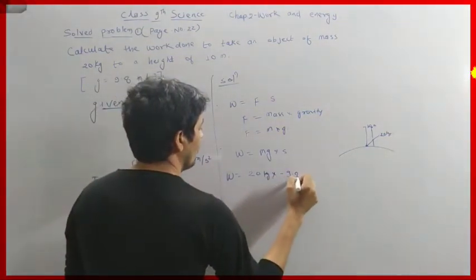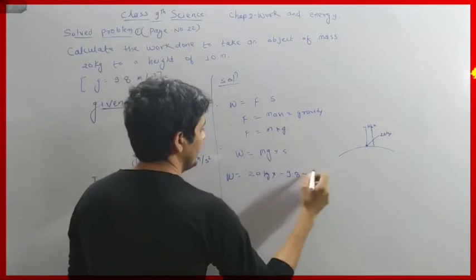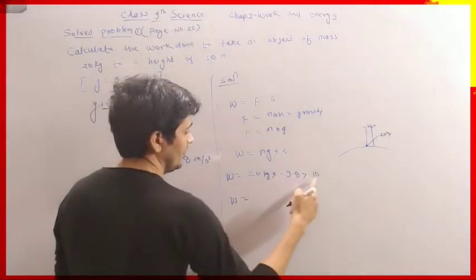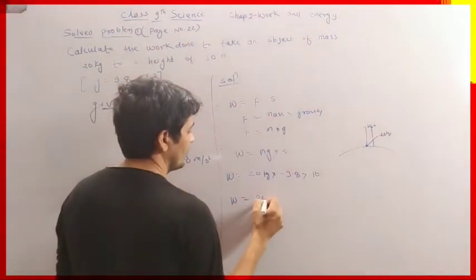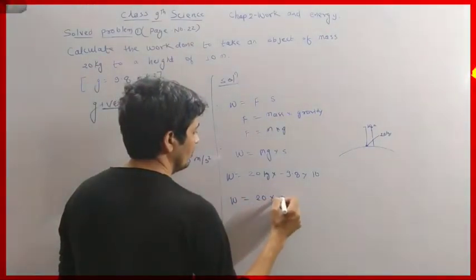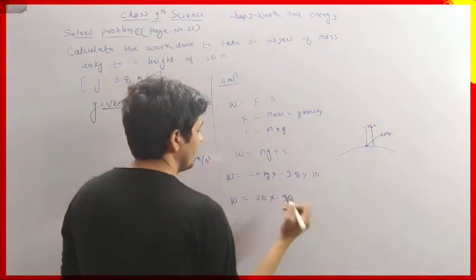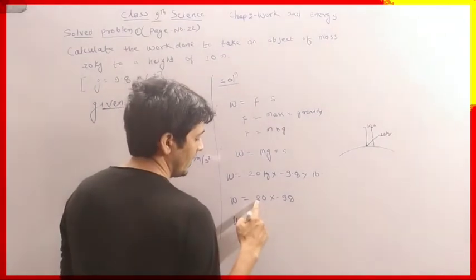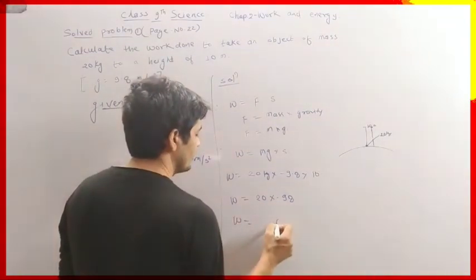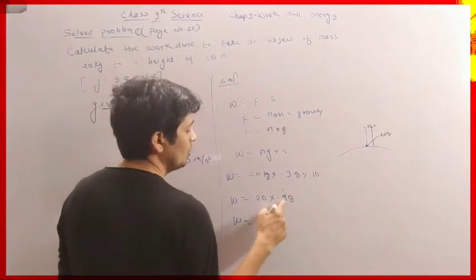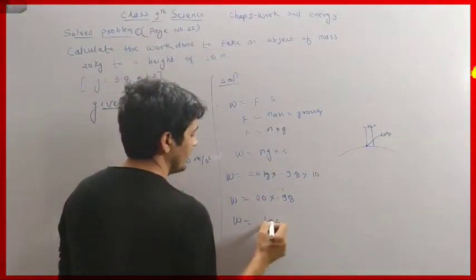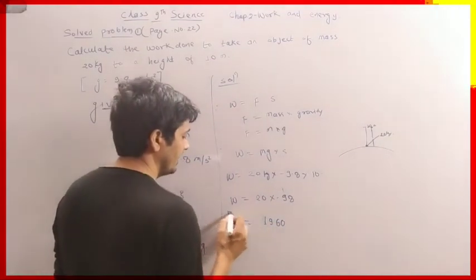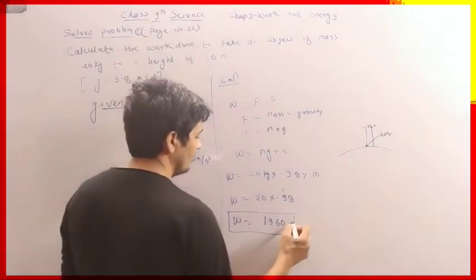Negative 9.8 into displacement is 10. So work done equals, if we multiply here, we will get 20 into negative 98. So W equals to, multiplying: 2 8s are 16, 6 carry 1, 2 9s are 18 and 1 is 19, and 0. So work done is 1960.